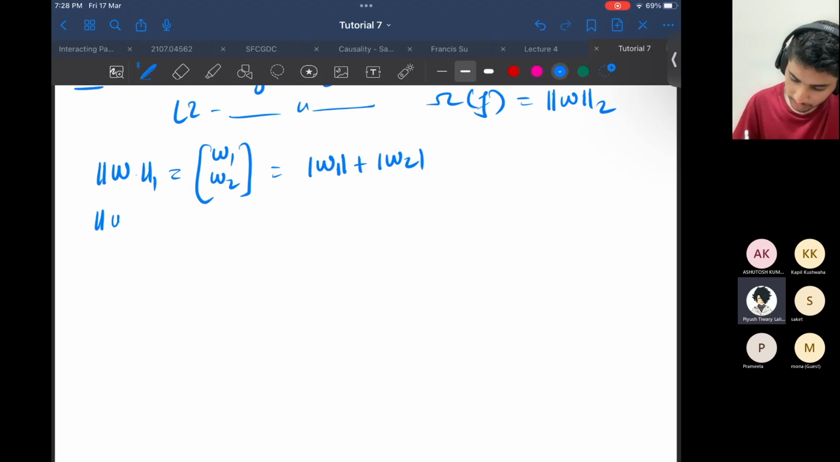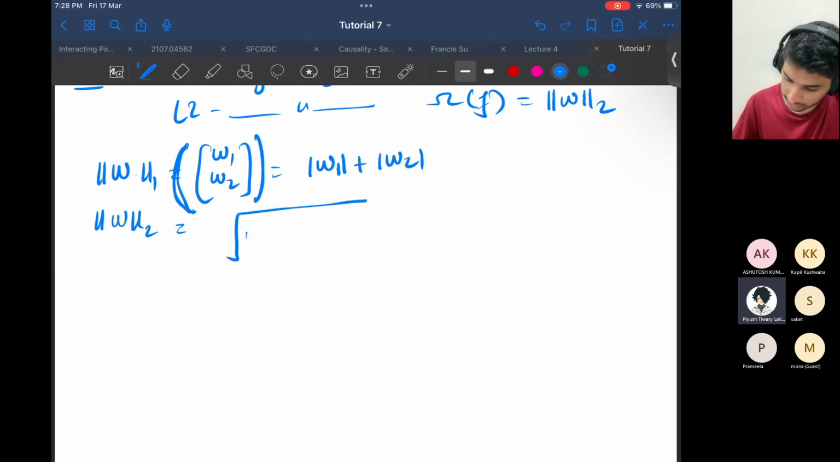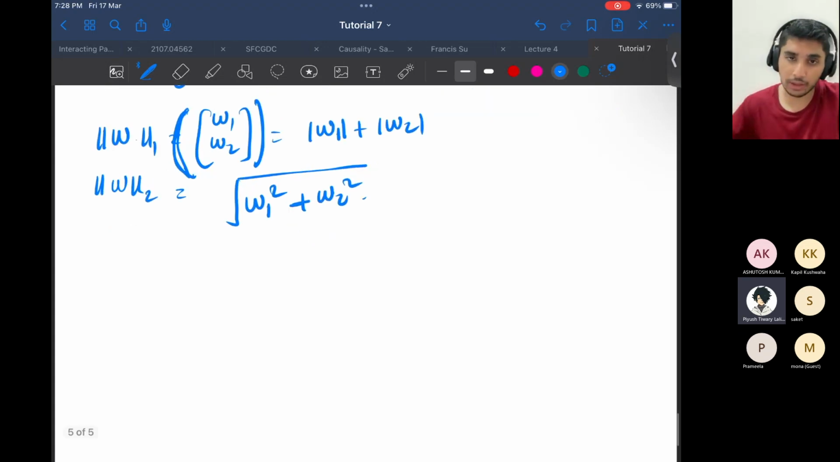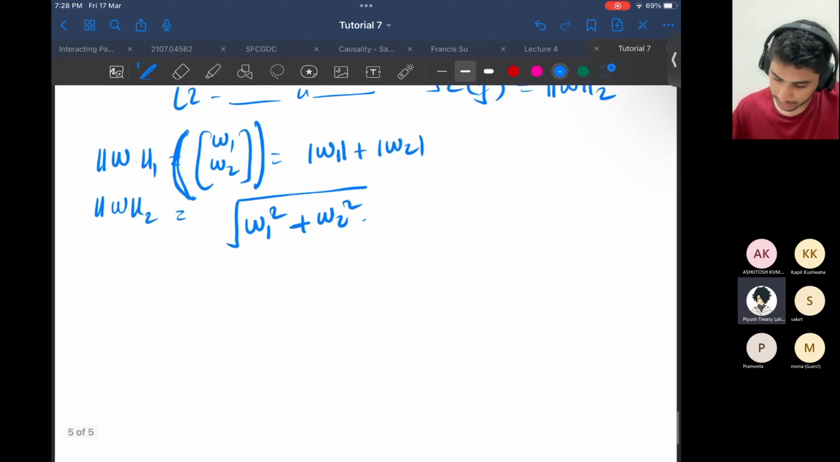What would be the L2 norm of it? L2 norm would be, okay, so I will keep this in bracket because L1 norm is not the vector itself. What would be the L2 norm? L2 norm is the square root of W1 square plus W2 square, right? Okay, so let me draw this.